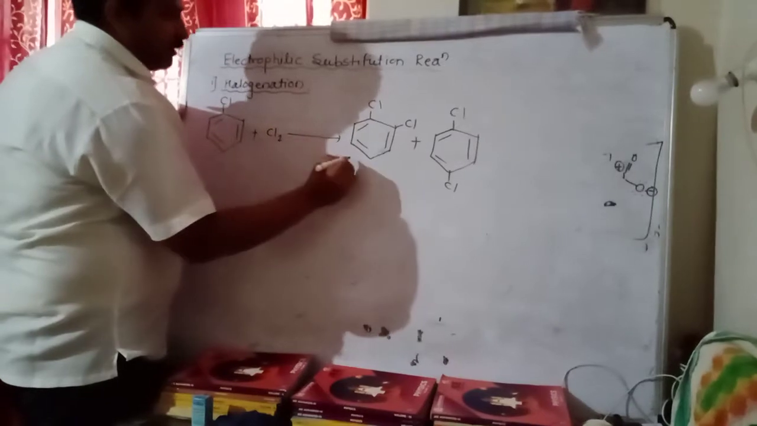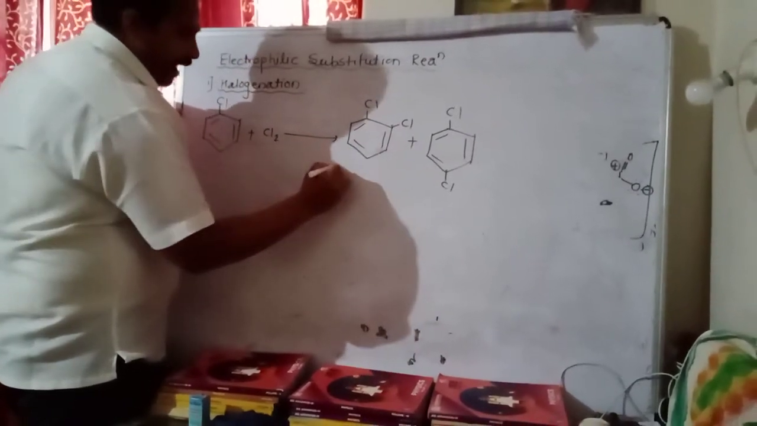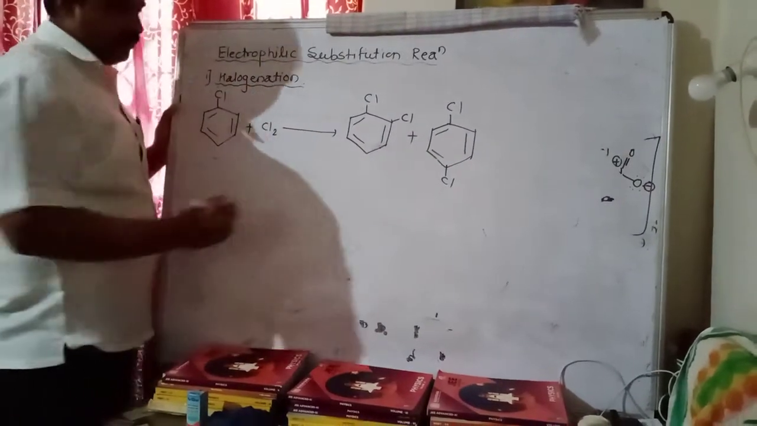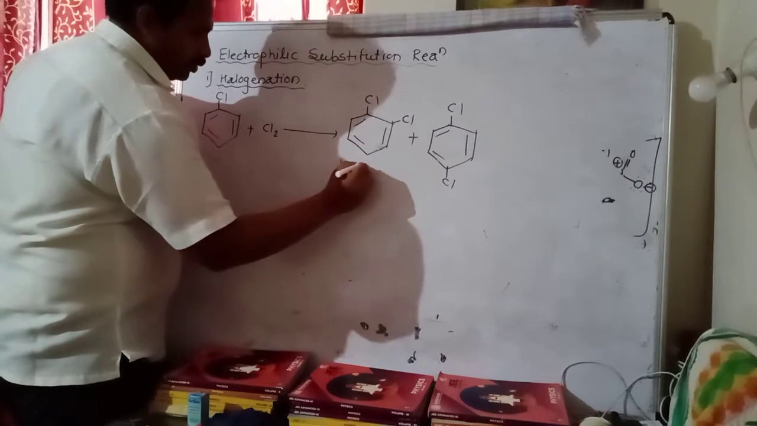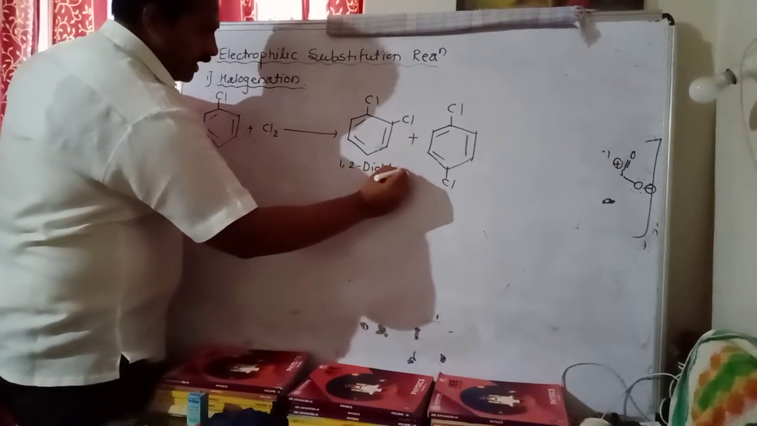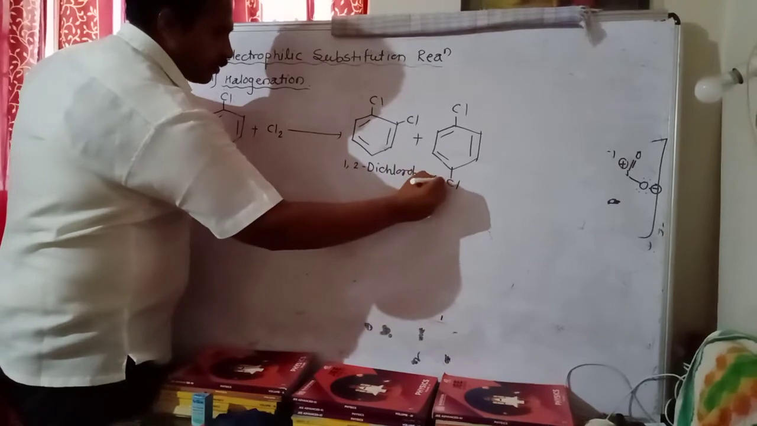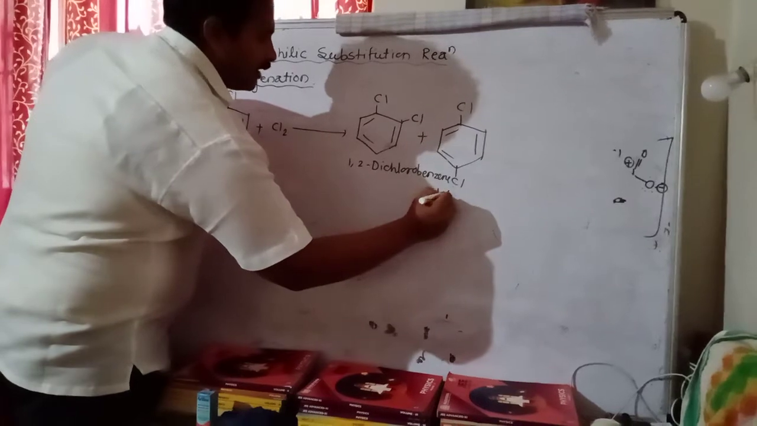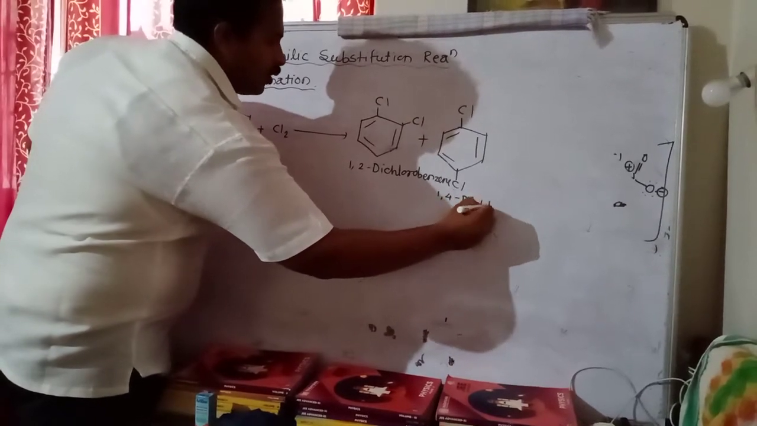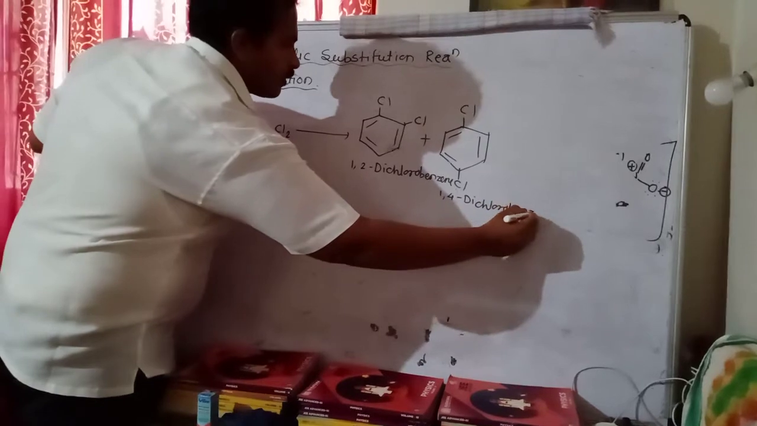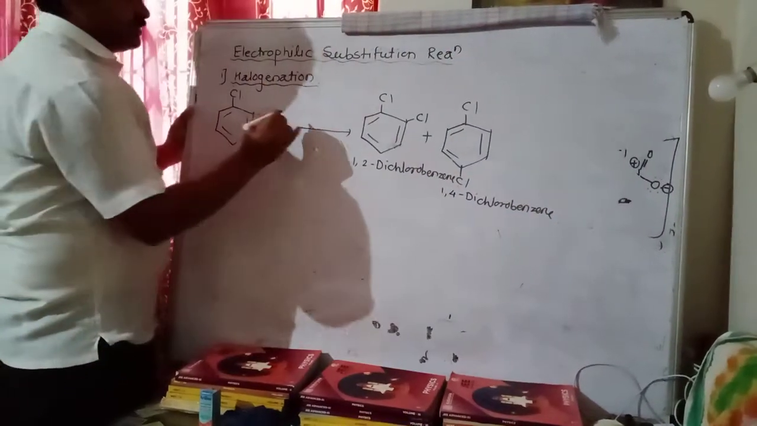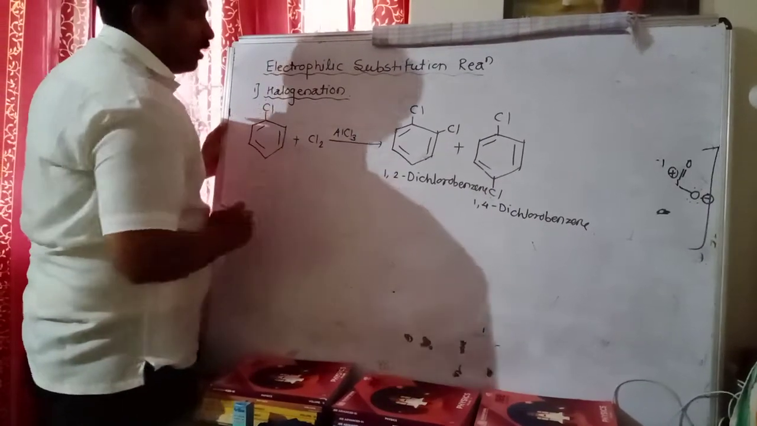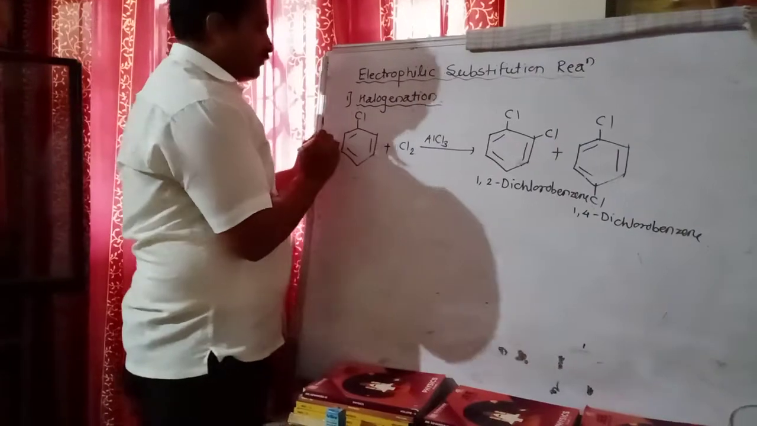The common name of the compound is orthodichlorobenzene, and the common name of this compound is para-dichlorobenzene. The IUPAC name is 1,2-dichlorobenzene, and the IUPAC name of this compound is 1,4-dichlorobenzene. This reaction is carried out in presence of a Lewis acid, AlCl3, or FeCl3 or AlBr3.